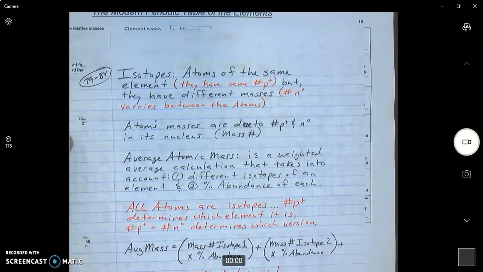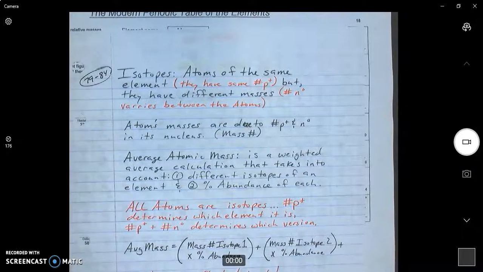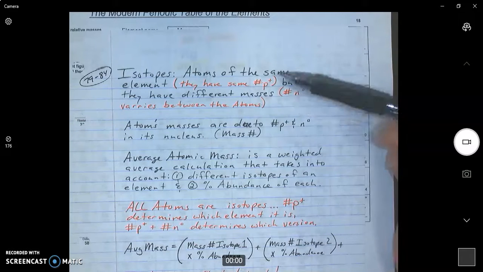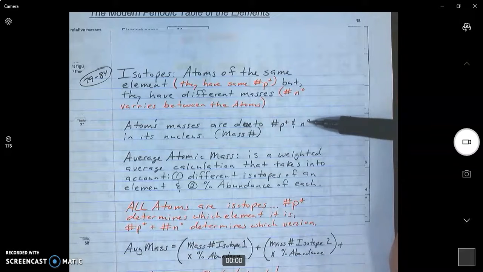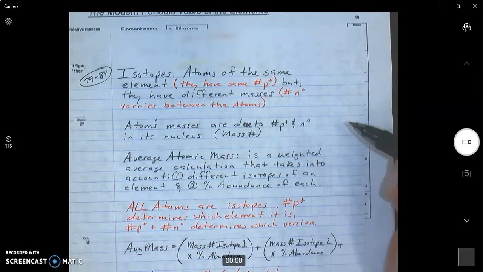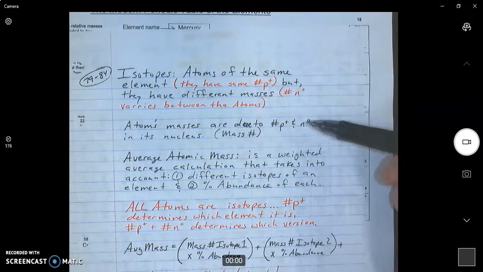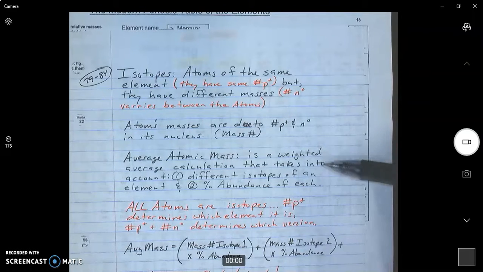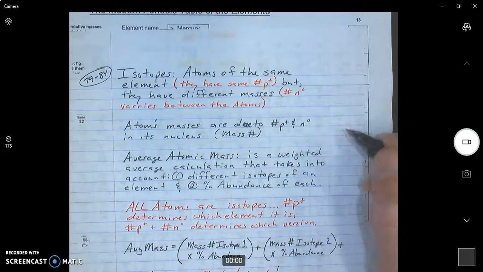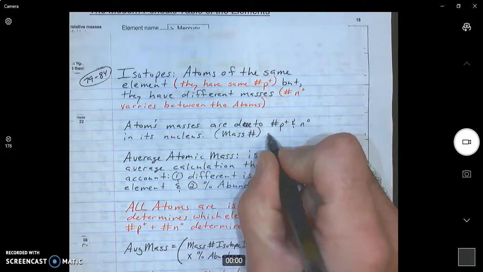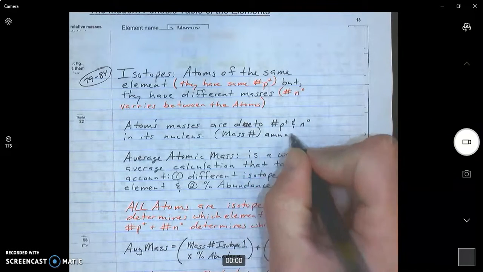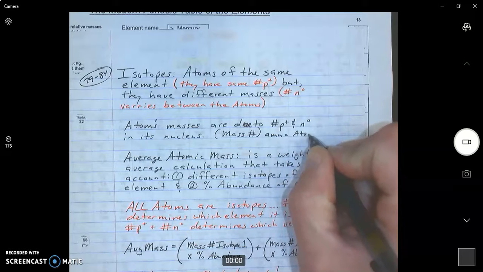Now isotopes are atoms of the same element that have different masses. They're the same element because they have the same number of protons. The thing that causes the mass to change is that they have a different number of neutrons. Atoms' masses are due to the number of protons and neutrons together. So if you're ever asked to calculate the mass of an atom, you simply take the number of protons plus the number of neutrons, and that would be the mass of an atom. And that would be in a unit called an AMU, which is an atomic mass unit.